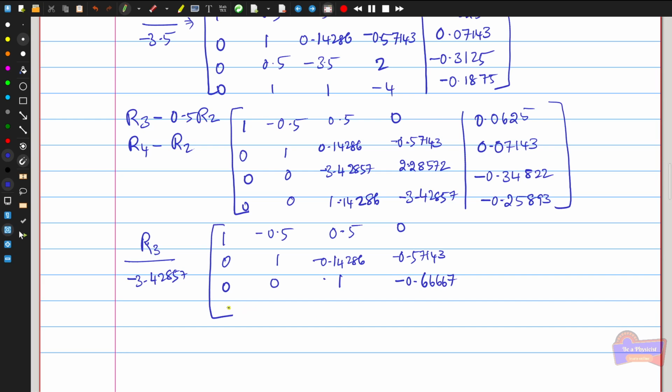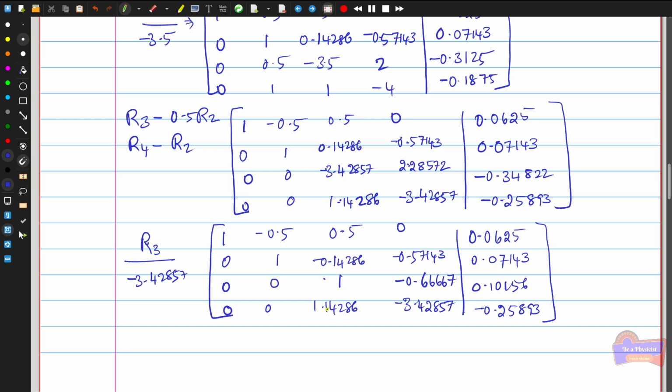minus 0.66667, and similarly here 0, 0, 1.14286, minus 3.42857. And in the right hand side you get 0.0625, and the second value is 0.07143, and the third value is 0.10156, and the fourth one is minus 0.25893.